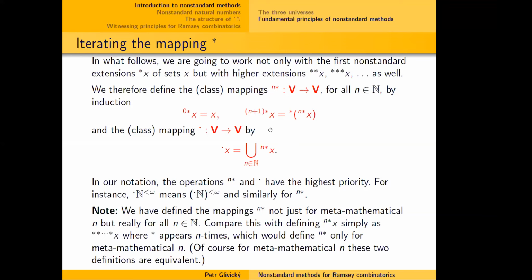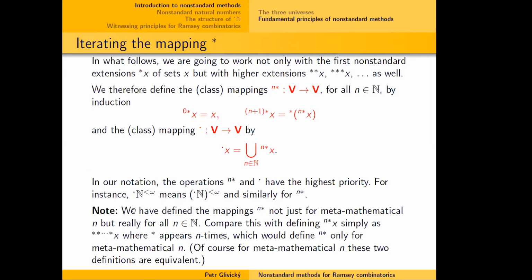So this is done by induction in set theory, not by mathematical induction. It's quite important that we really define this for all n from omega, from the set theoretical set of natural numbers, not just for metamathematical n. And then we define, very important in a certain sense, a limit mapping of all the n stars, which we denote by dot. So the dot mapping of some set X is equal to the union of all the n stars of the set over all natural numbers n. And we will see on specific examples why union and how exactly this mapping behaves, but it can be considered as a limit of all the n stars.